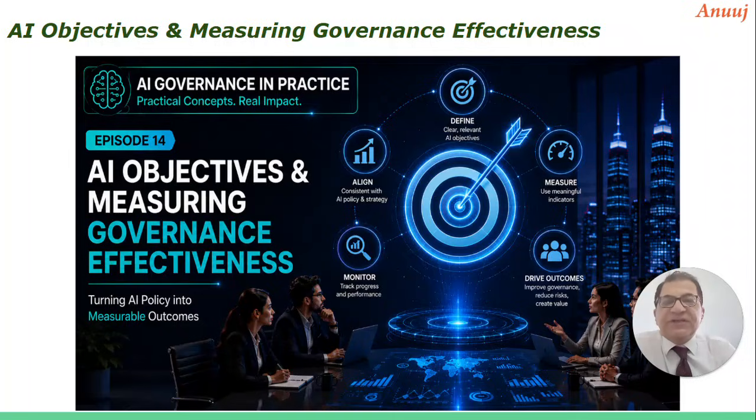Let's talk about the objectives of artificial intelligence and how you should measure the governance effectively. You need to ensure that any project that you do has the purpose and the objectives, and also a way to measure that it is able to meet the purpose and the basic objectives.